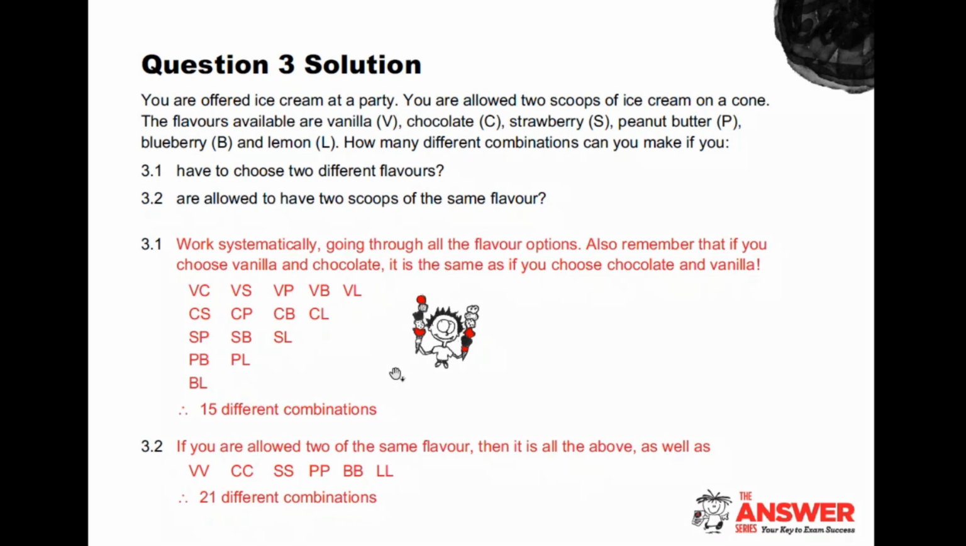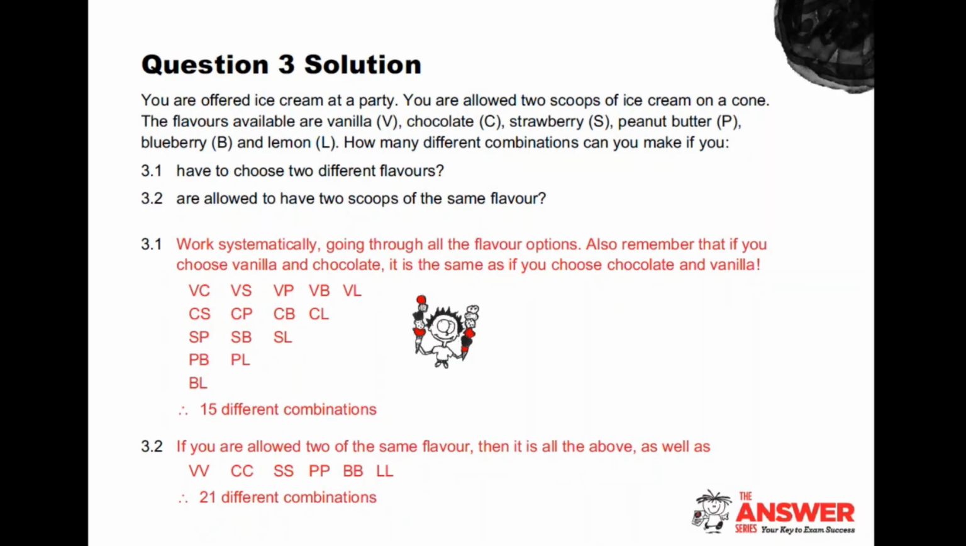So for those of us who know about counting principles, what choices do I have for my first scoop? There's 6, because there's 6 flavors. How many choices do I have for my second scoop? There are 5, because I said it had to be 2 different flavors. 6 times 5 is 30. But I'm getting 15 different combinations. So how do I match the counting principles that we know with the answer I'm getting here? Well, I need to halve it, because a scoop of vanilla and a scoop of chocolate is the same as a scoop of chocolate and a scoop of vanilla. So I need to halve that.